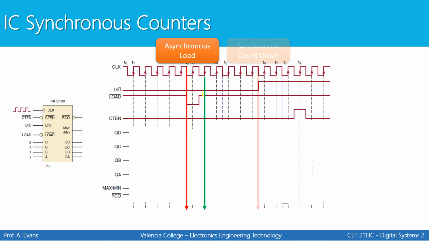Another critical point is when the up-down signal changes from low to high. If the signal is low, we're counting up, but when this changes from low to high, now and after this red mark, it's going to be counting down. That's a synchronous input, which means it doesn't take effect until the next clock transition, which would be right there.